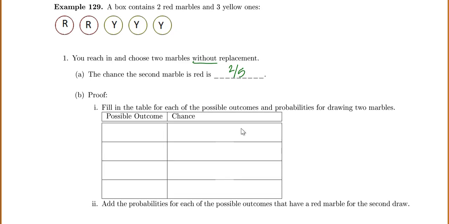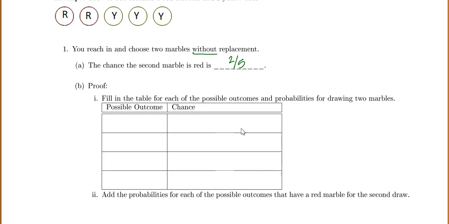Now let's actually prove it. We're going to fill in the table for each of the possible outcomes and probabilities for drawing the 2 marbles. When you draw your marbles, you could get a red and then a red, or a red and then a yellow, or a yellow and then a red, or a yellow and a yellow.